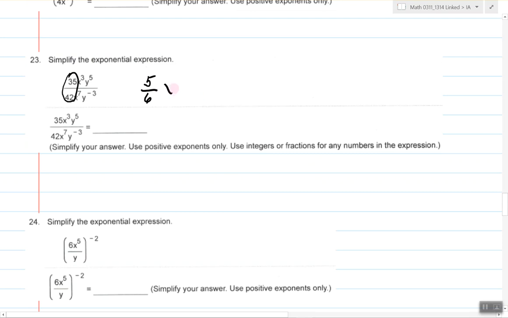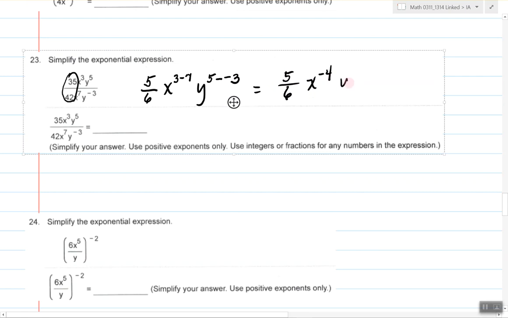Then if I use the quotient rule with the x's, I have x to the 3 minus 7, y to the 5 minus negative 3. You have to be careful with that. That means that I have 5 over 6, x to the negative 4. Now what does minus minus mean? It means plus. Y to the 8th, because that becomes plus.